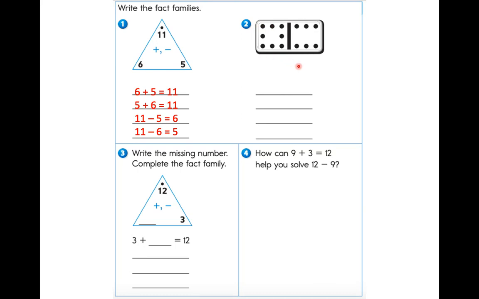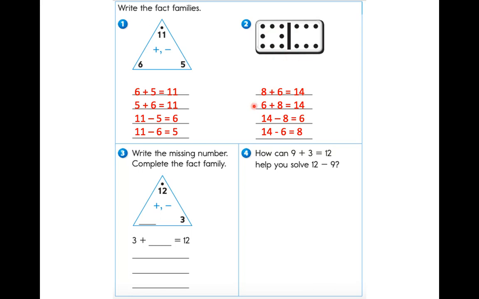Moving over to number 2, we can write a fact family by looking at this domino. And we first have to figure out, what is this addend? What is this addend? And then we can total them all together. Well, I know that this side is 1, 2, 3, 4, 5, 6, 7, 8. This side is 6. And I knew that super fast because 3 and 3 make 6. So our fact family is 8 plus 6 equals 14 dots total. 6 plus 8 equals 14.